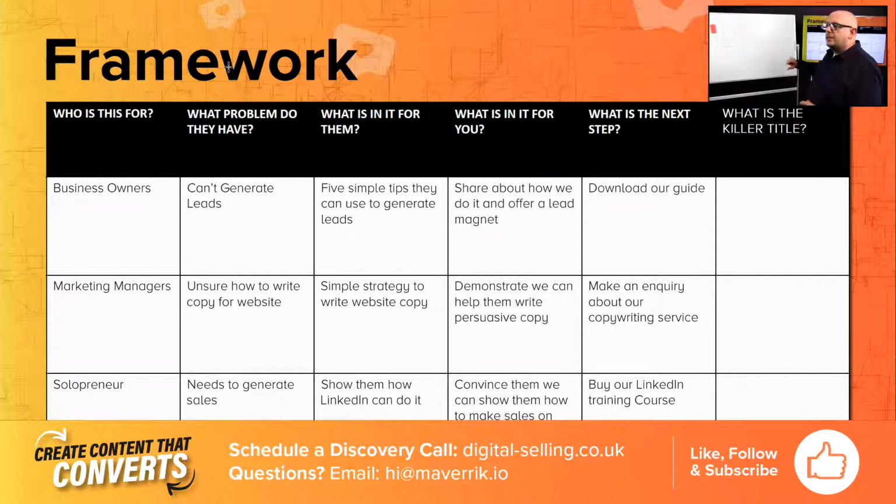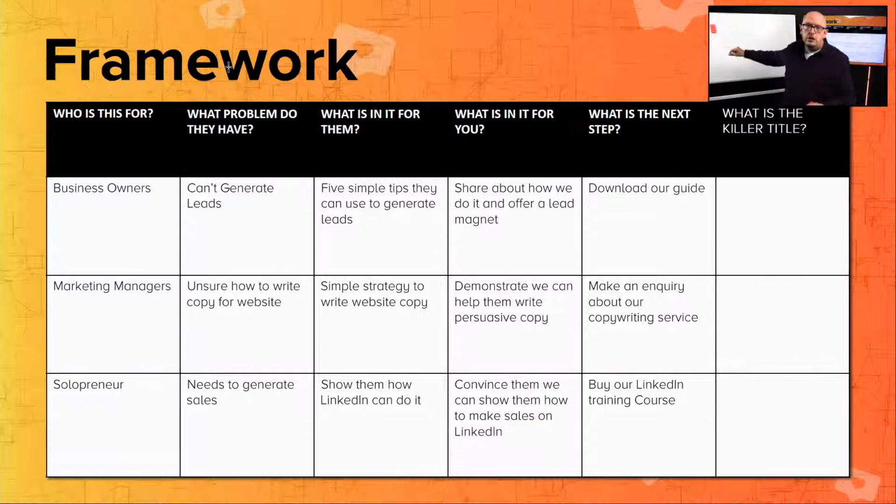Now, it gets cut off at the bottom here on this screen. But when you're starting to do this campaign, the first order of business is to understand who this is for. This is the way you should write content. First question, who is this for? What problems do they have? What's in it for them? What's in it for you?